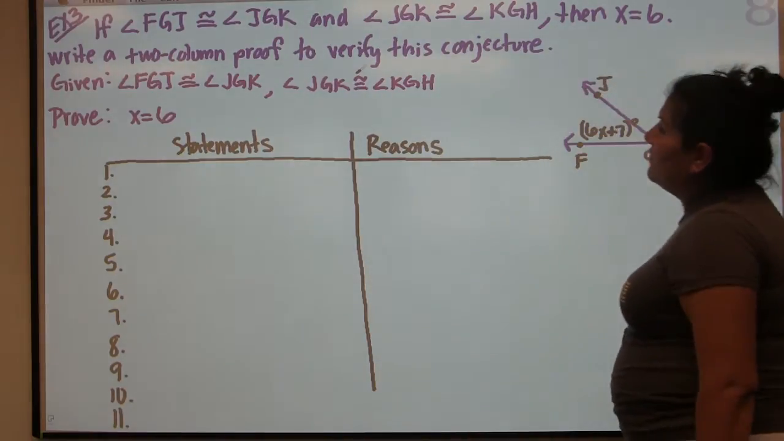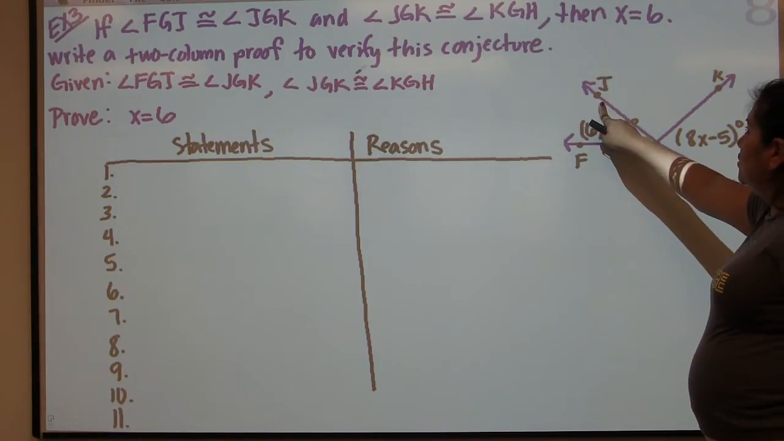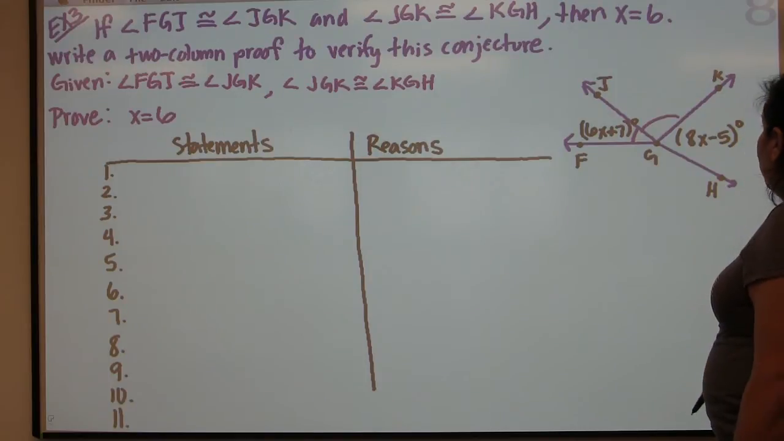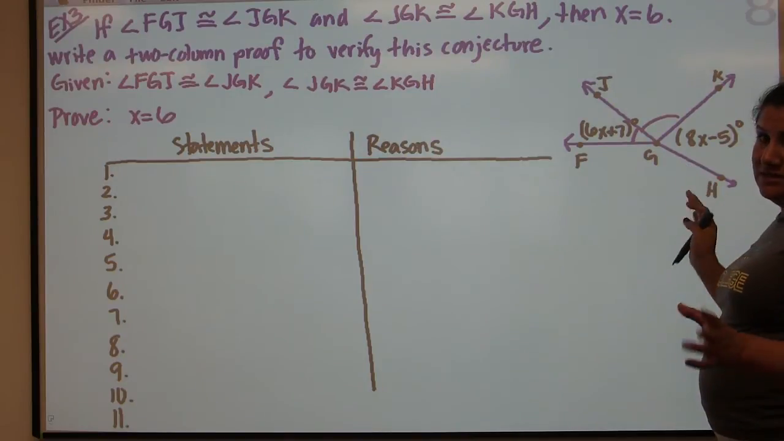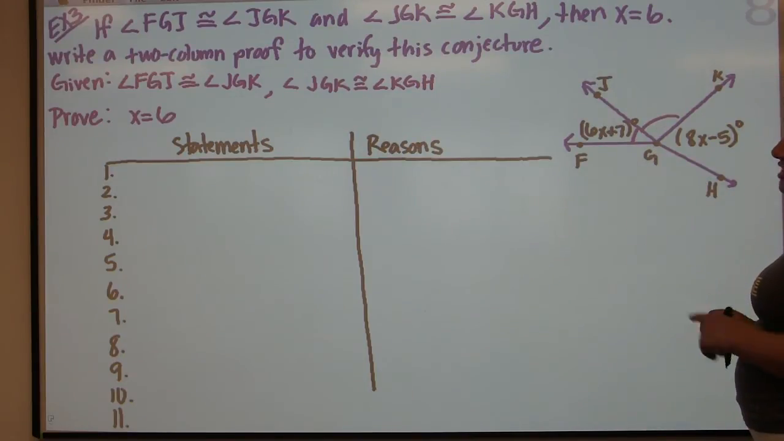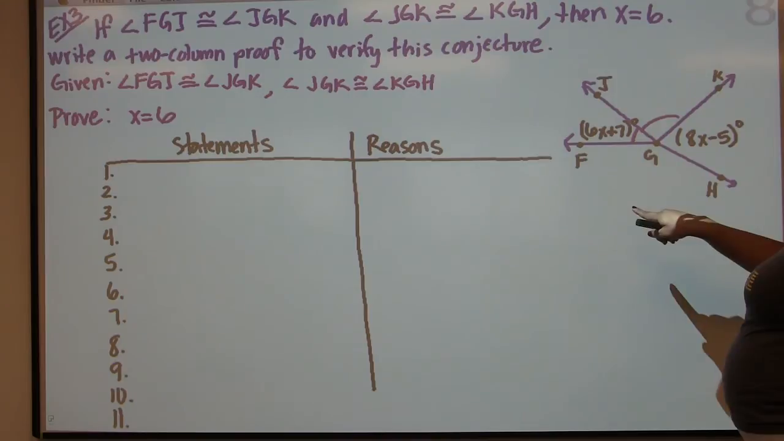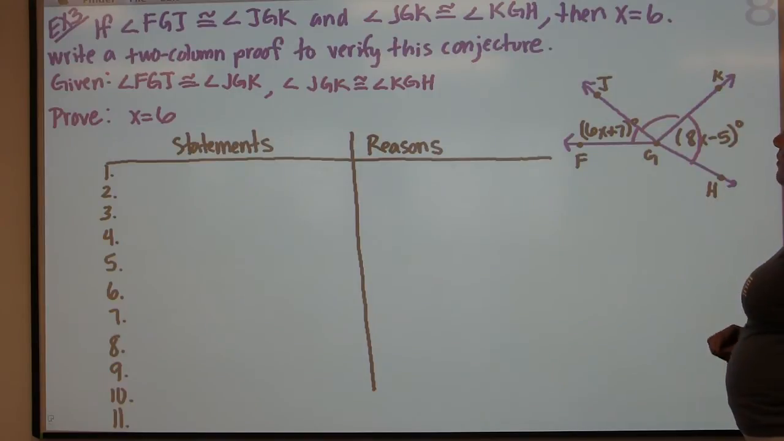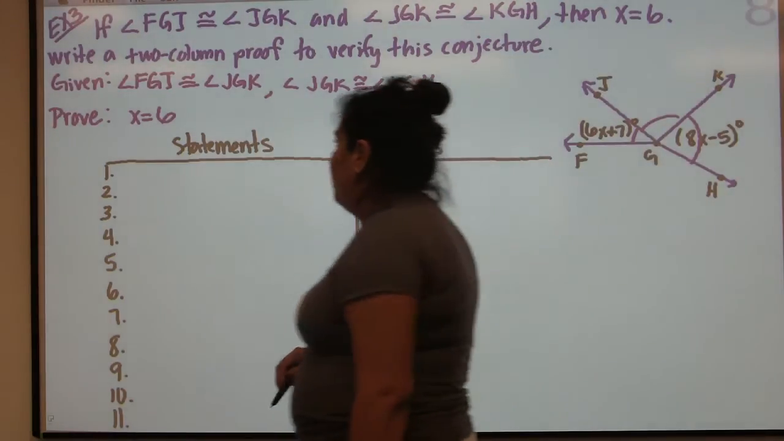Okay, so if angle FGJ, which is right here, FGJ, is congruent to JGK, so this guy is congruent to JGK, this guy, right there, FGJ, JGK, okay. Then it says, and of course my diagram is not to scale because they don't even look the same, but according to the information they are the same. And then it says JGK is congruent to KGH. So now this angle is congruent to that angle, okay? Then x equals 6, okay? So write a two-column proof to verify this conjecture.